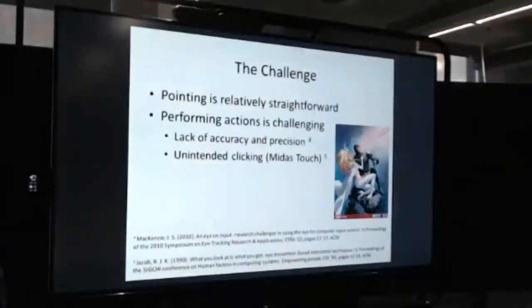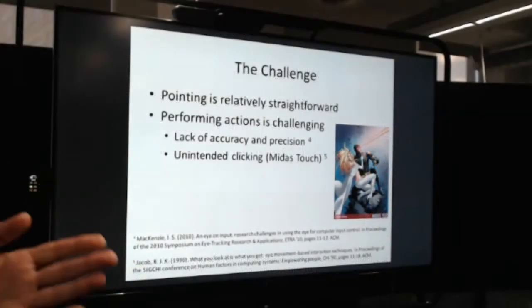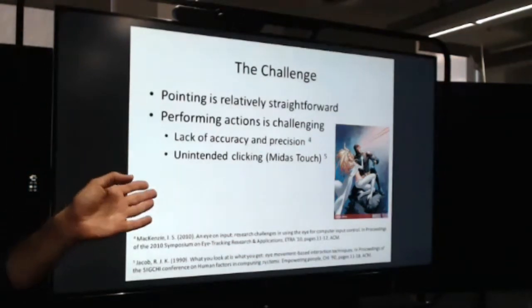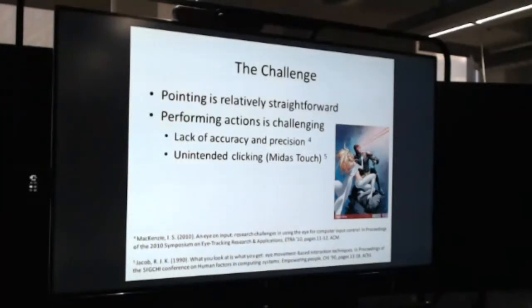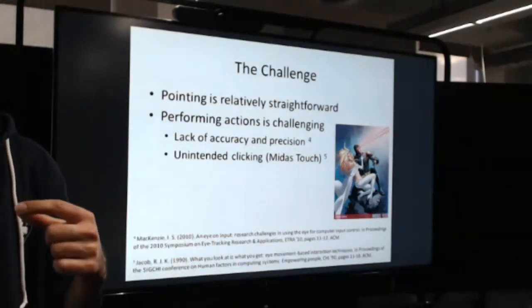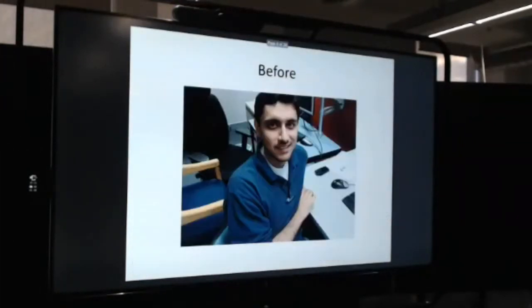So when we use eye gaze interaction, pointing is relatively straightforward, but when we start using gaze for performing actions, that's when we run into problems. How do we differentiate between an exploratory gaze and an intention gaze? That's the problem that Cyclops from X-Men suffers from, which is why he needs this extra device that he wears. And the other problem is that there is an inherent lack of accuracy and precision in the way our eyes work first, and then the way the equipment tries to record our gaze is also not very accurate. So these are the challenges that we have to deal with.